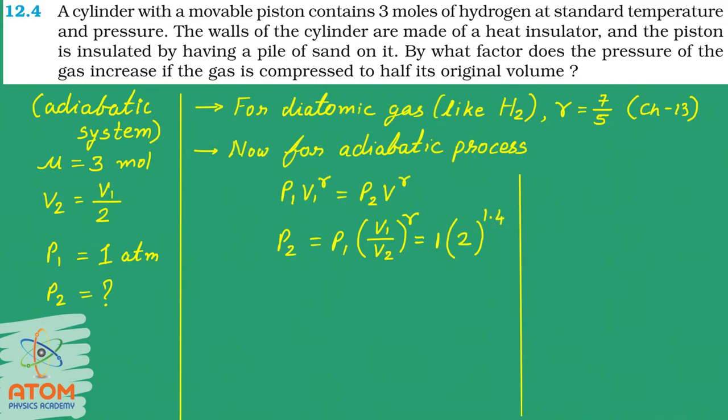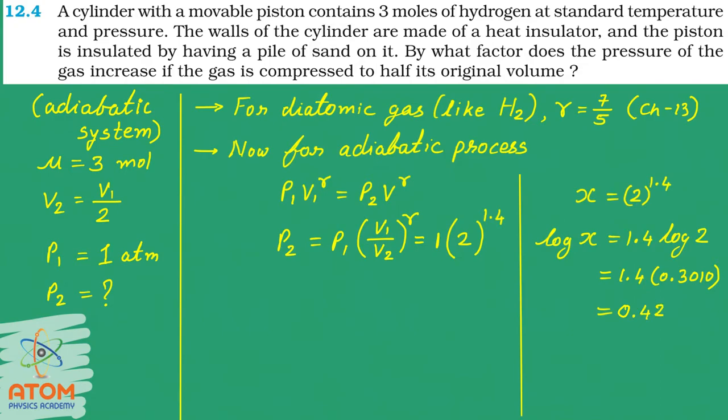Now to find out 2 raised to 1.4, we have to use log. Here I will take x is equal to 2 raised to 1.4, right, and now I am taking log on both the sides. So here the power 1.4 will come in multiple and the remaining is log 2. Now this is 1.4 and log 2 is 0.3010. So this gives 0.4214, that was log x.